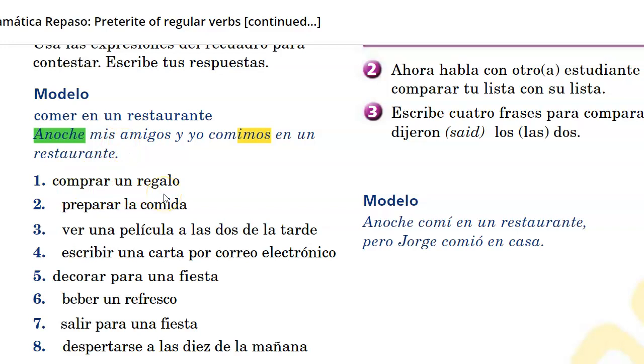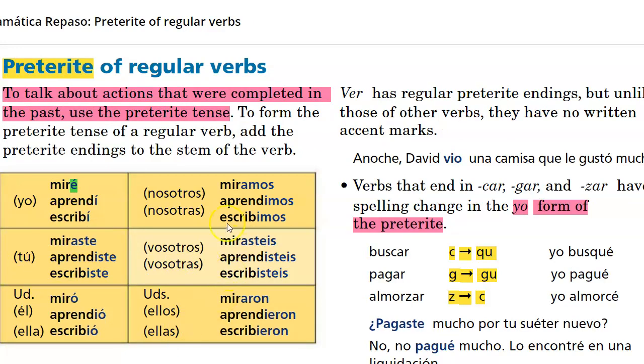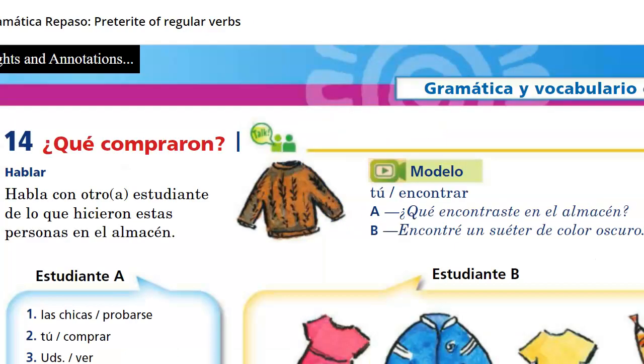Comprar un regalo is to buy a gift. When's the last time you bought a gift? Or someone you know? When's the last time they bought a gift? Conjugate comprar according to your subject, and then use one of those time markers.